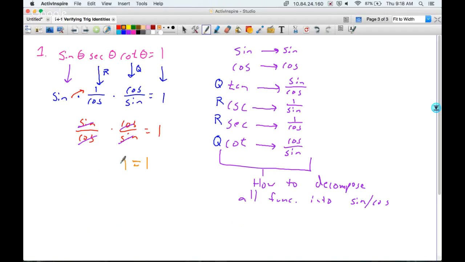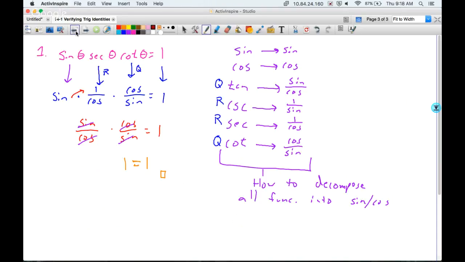When we cancel, a 0 isn't left behind. A 1 is left behind. It's something important to note. I've got the left-hand side equal to the right-hand side, so I can draw my box. This has been verified. Now I've got to state the domain of validity that this identity is true for.